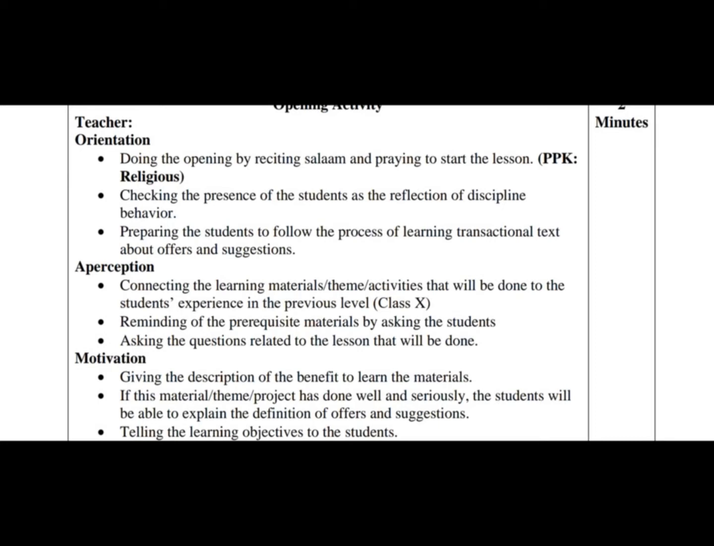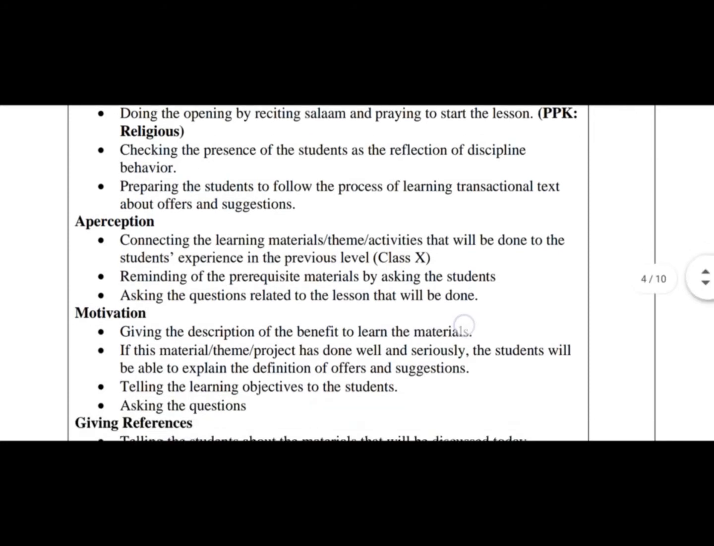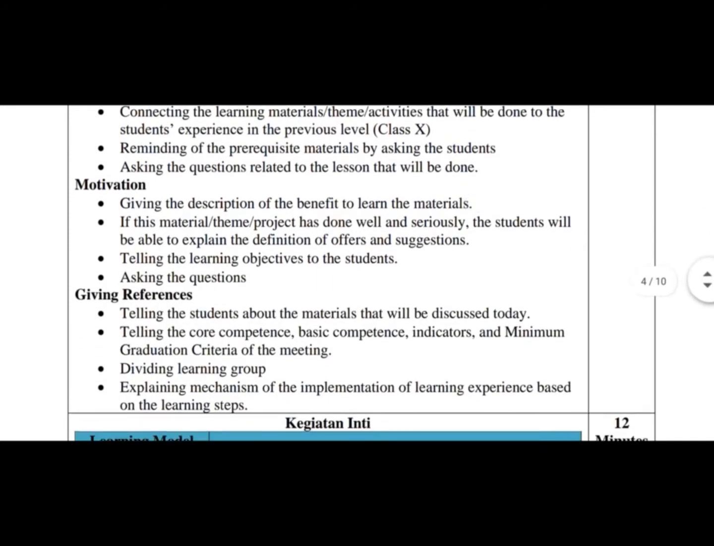Then, checking the presence of the students as the reflection of disciplined behavior. Then, preparing the students to follow the process of learning transactional text about offers and suggestions. Perception: connecting the learning materials, theme, and activities that will be done to the students' experience in the previous level, or in class 10. Reminding of the prerequisite materials by asking the students. Then, asking questions related to the lesson that will be done.